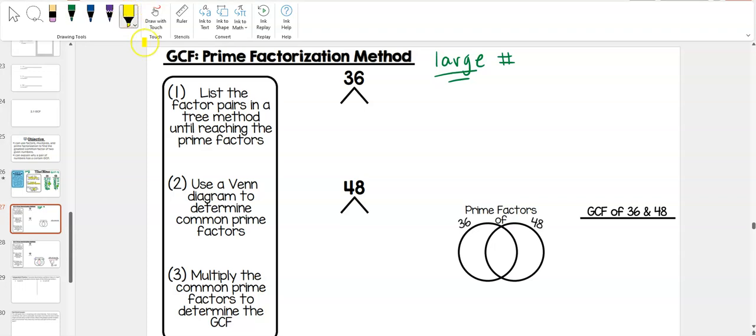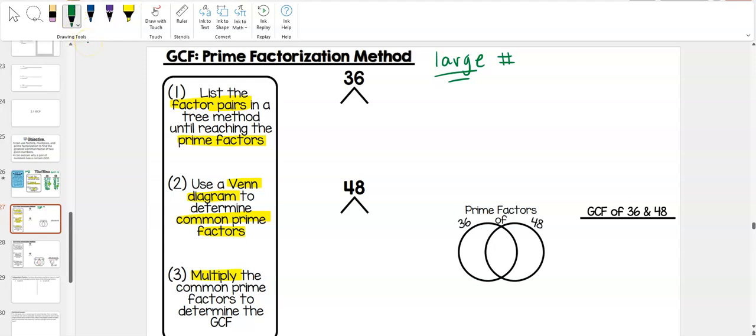We're going to list all those factor pairs in the tree method until we get all the prime factors. Then we're going to use a little Venn diagram to find the common prime factors. And then we're going to multiply those common prime factors to get our GCF.